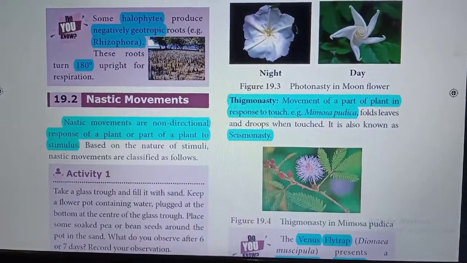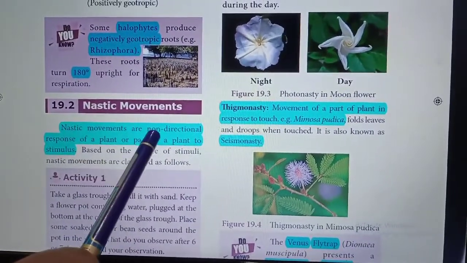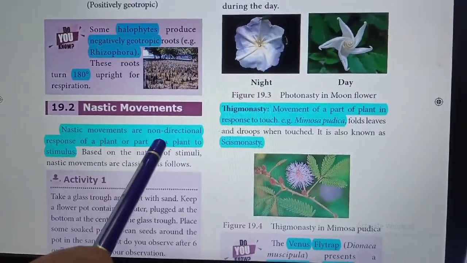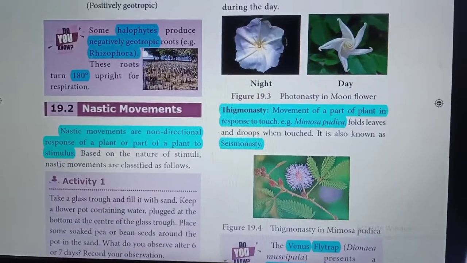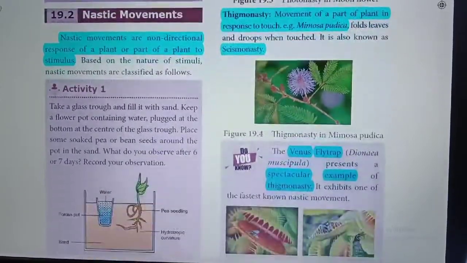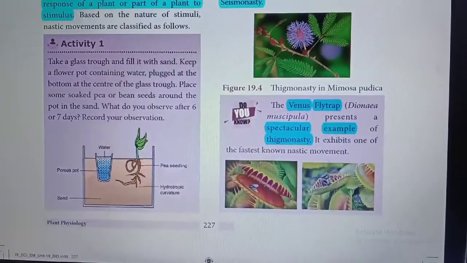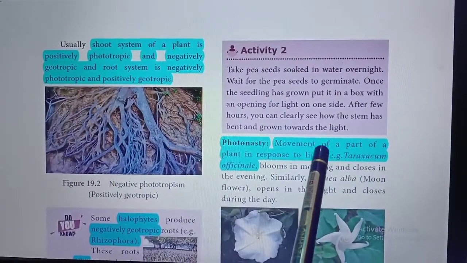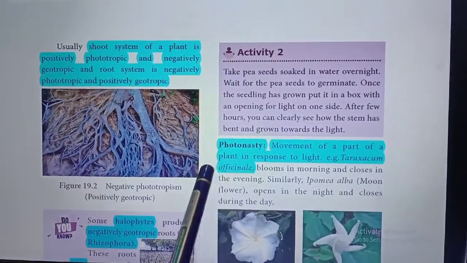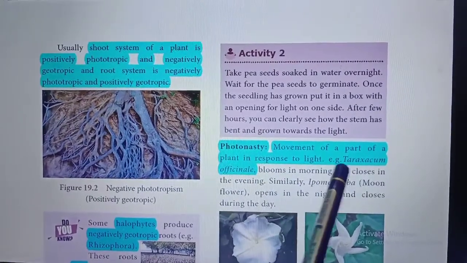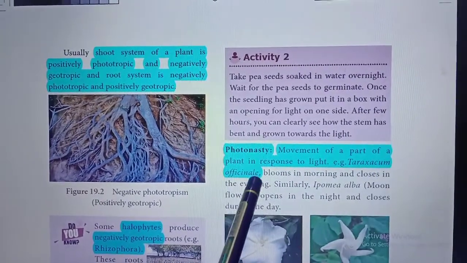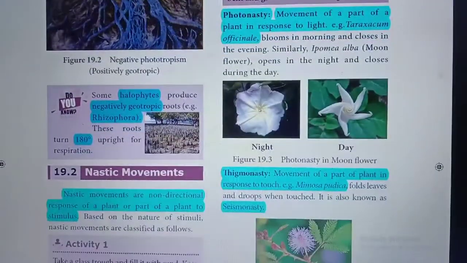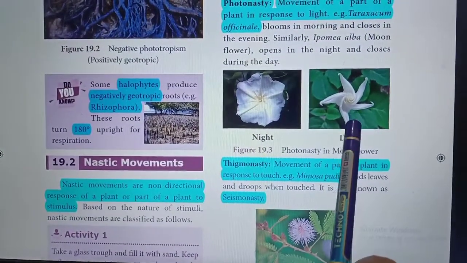Nastic movements. Nastic movements are non-directional response of a plant or a part of a plant to the stimuli. Photonasty, movement of a part of a plant in response to light. Taraxacum officinale, during night time and during daytime.